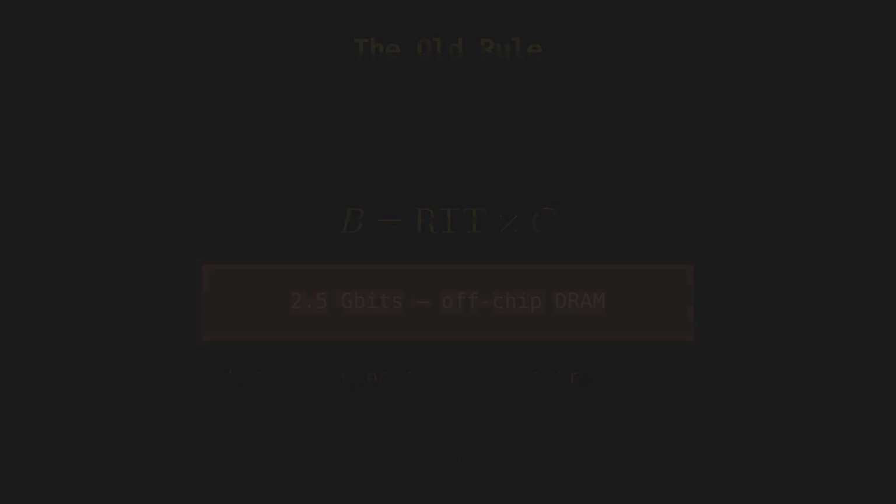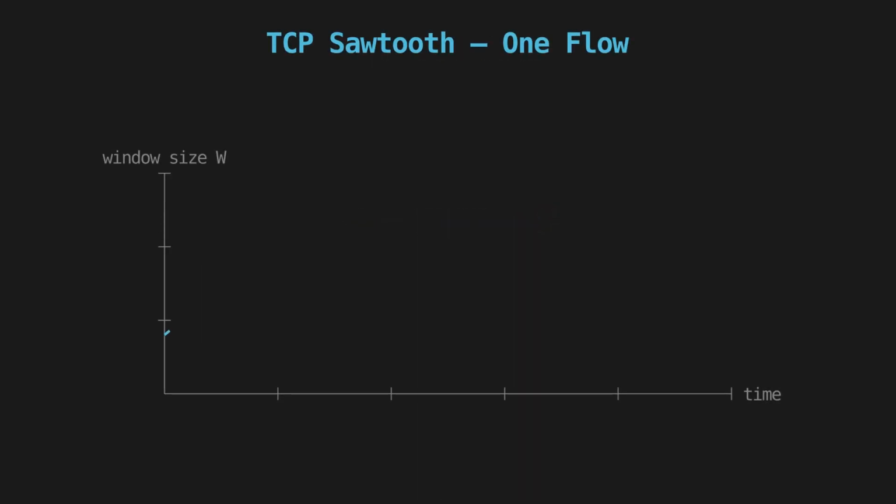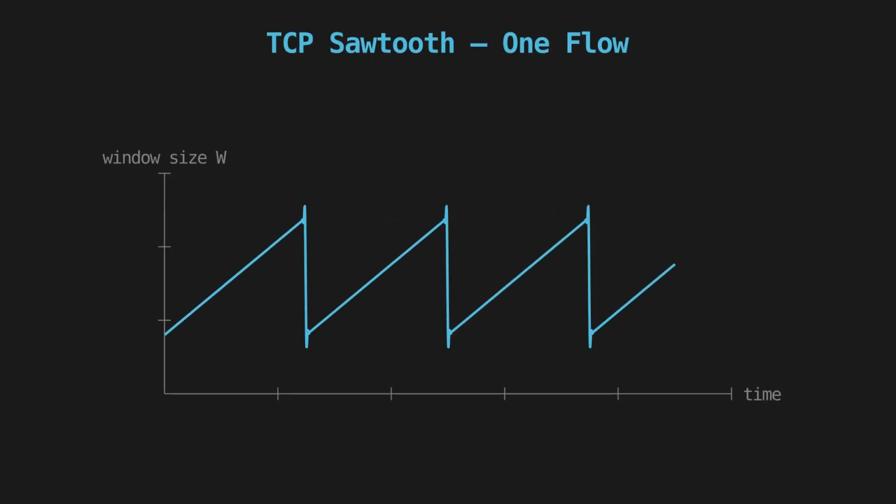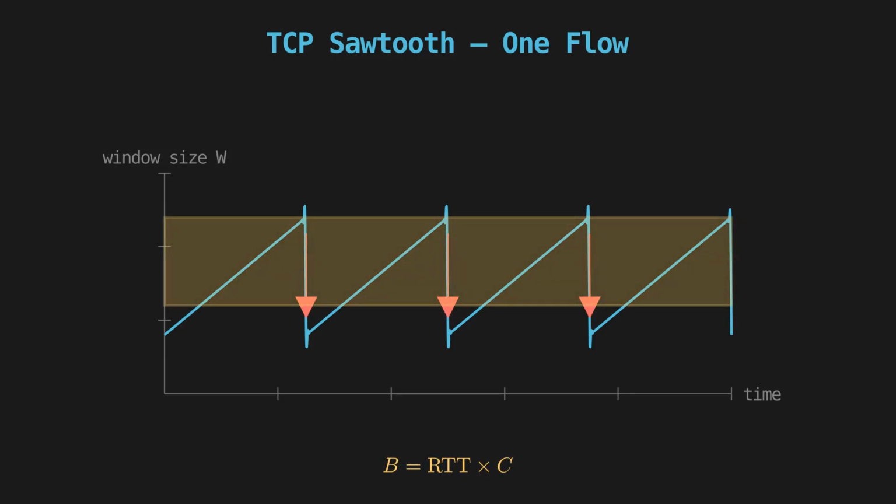A single TCP flow. TCP uses a sawtooth pattern. It slowly ramps up its sending rate until it detects a dropped packet, then it cuts its window in half, then ramps up again. Over and over. The buffer needs to be large enough to keep the link fully busy during that sudden drop. For one flow, this analysis is exact. You need B = RTT × C.